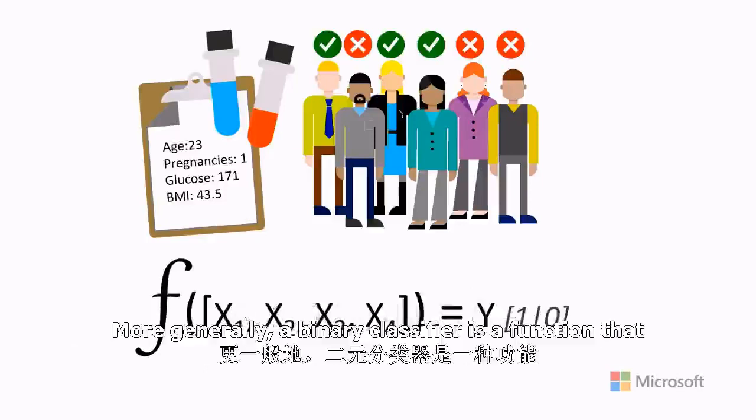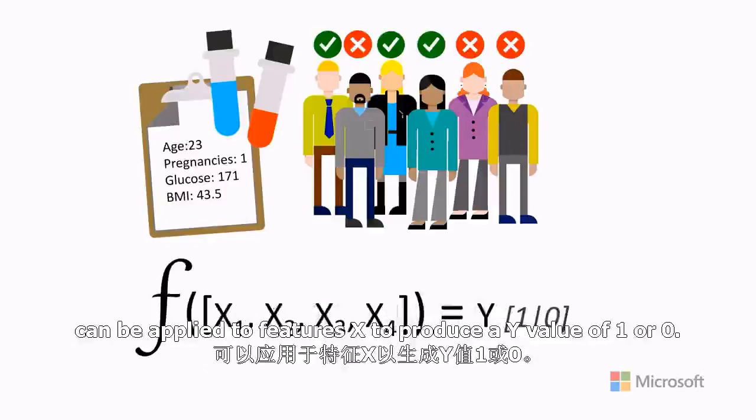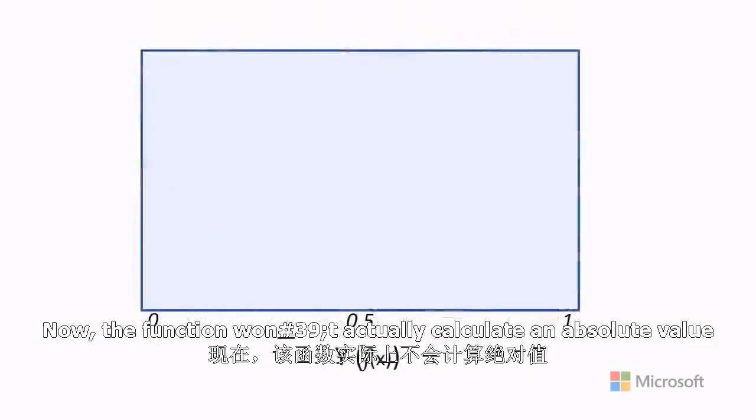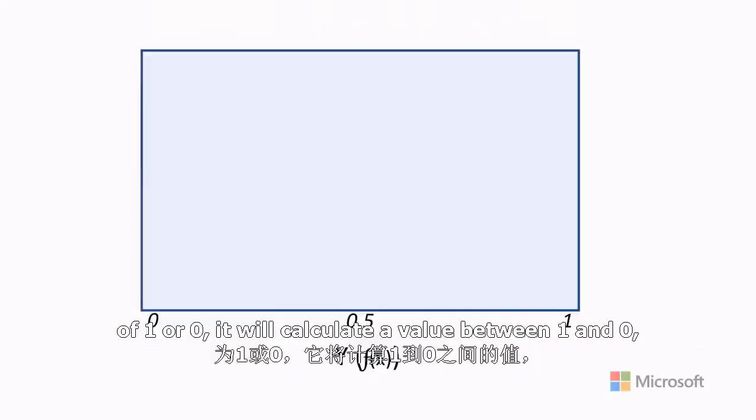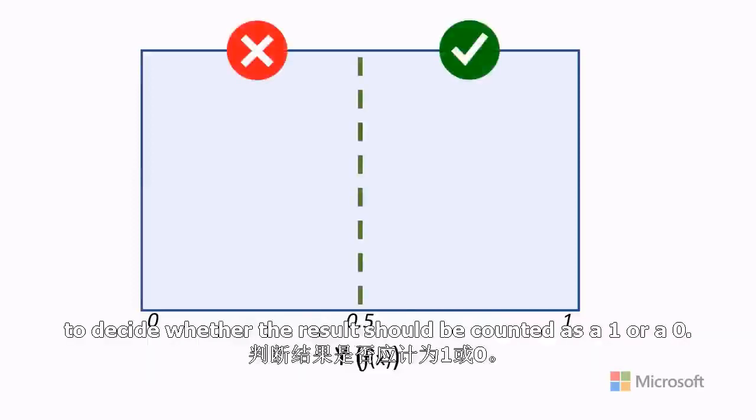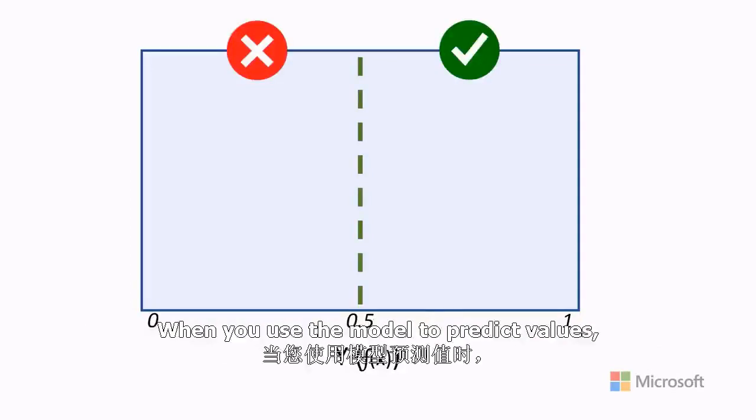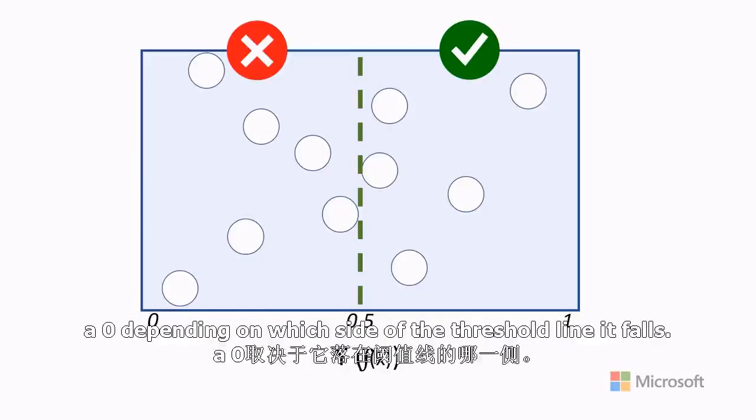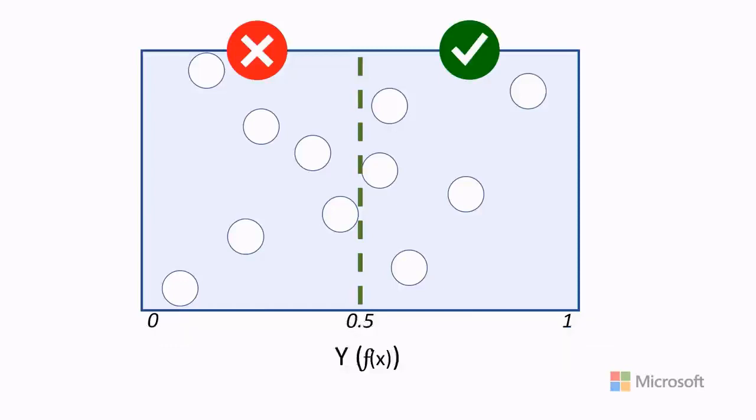More generally, a binary classifier is a function that can be applied to features x to produce a y value of 1 or 0. Now, the function won't actually calculate an absolute value of 1 or 0. It will calculate a value between 1 and 0. And we'll use a threshold value to decide whether the result should be counted as a 1 or a 0. When you use the model to predict values, the resulting value is classed as a 1 or 0 depending on which side of the threshold line it falls.